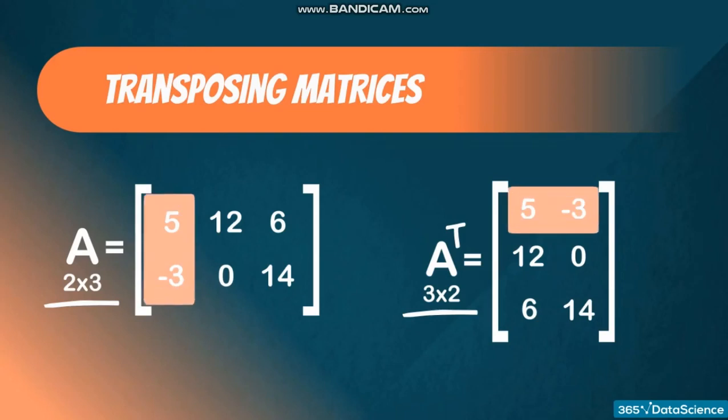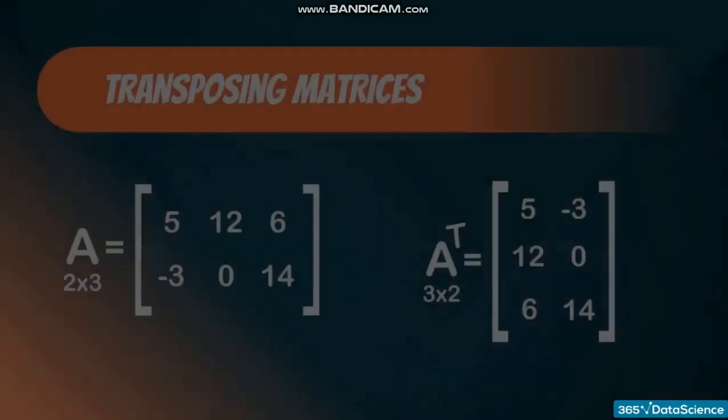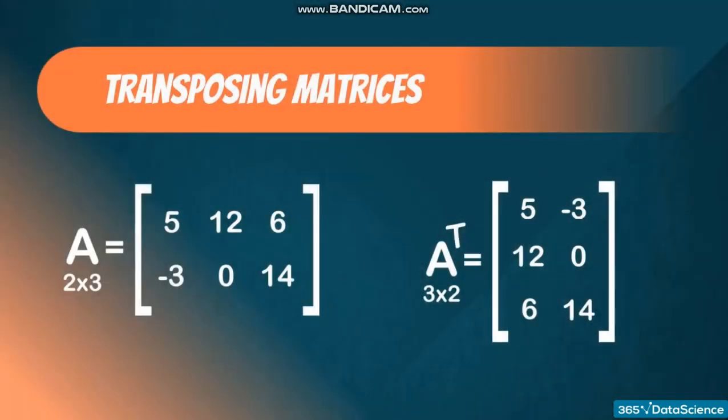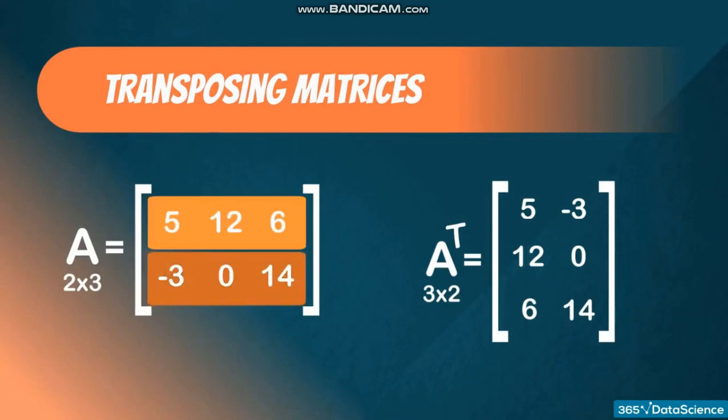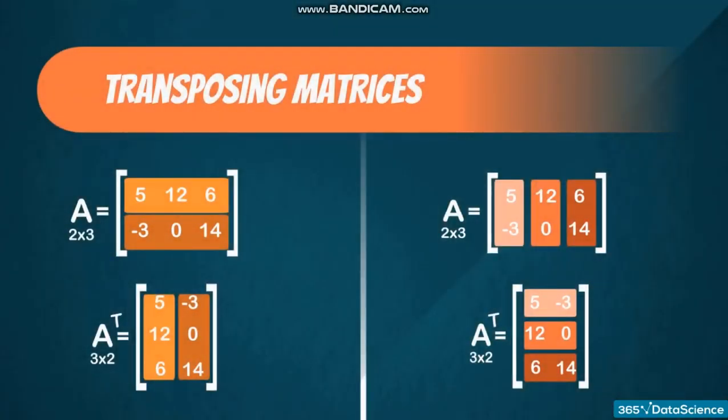We can see that the first column of A became the first row of A transposed. The second column of A became the second row of A transposed. And the third column became the third row. This is how we transpose a matrix. The initial matrix A is nothing more than a collection of two row vectors, 5, 12, 6, and minus 3, 0, 14. Transposing the matrix A means transposing each of those vectors and putting them back together. So transposing matrices is nothing more than transposing a bunch of vectors.